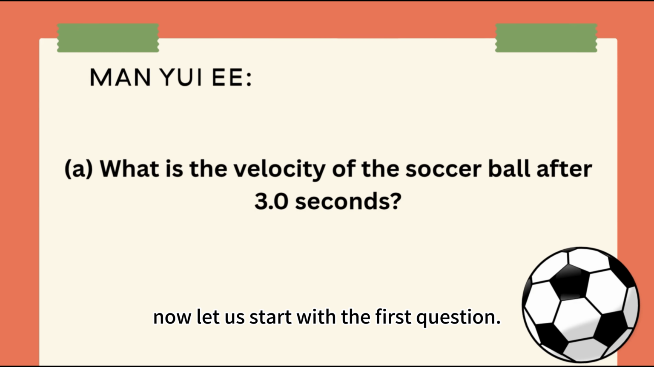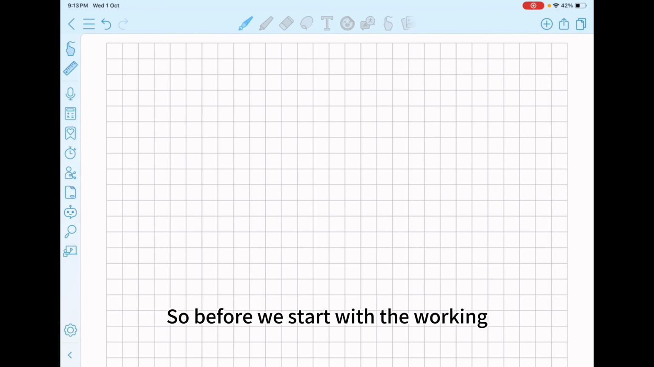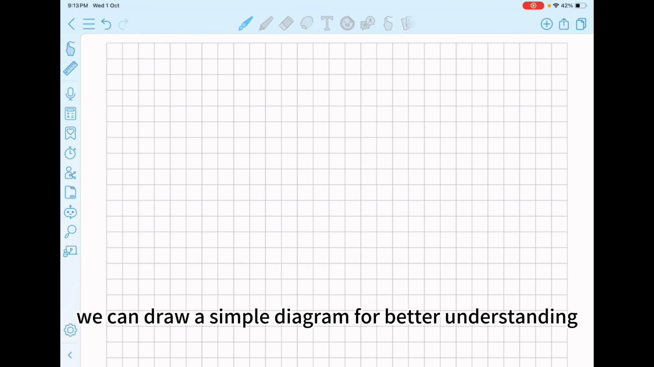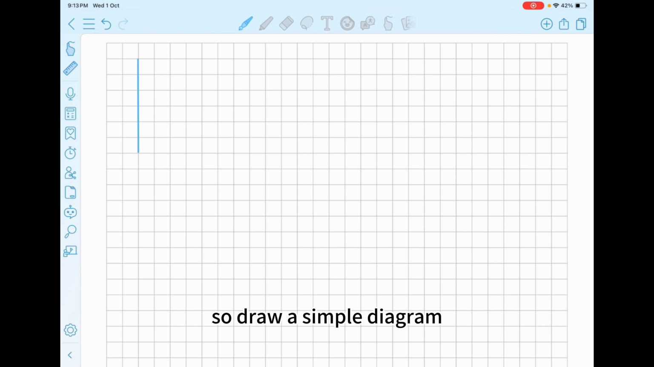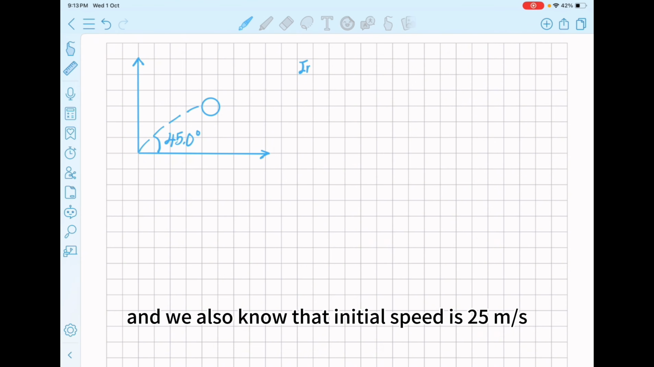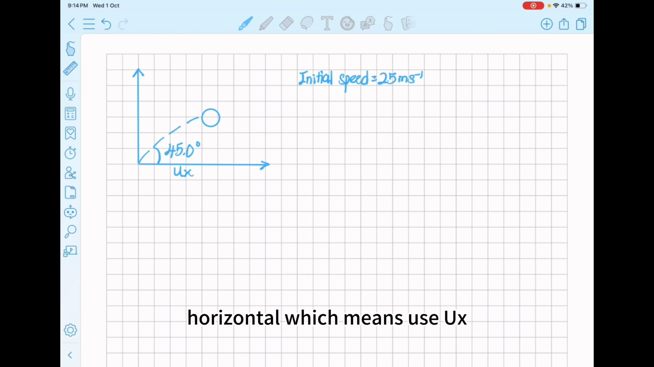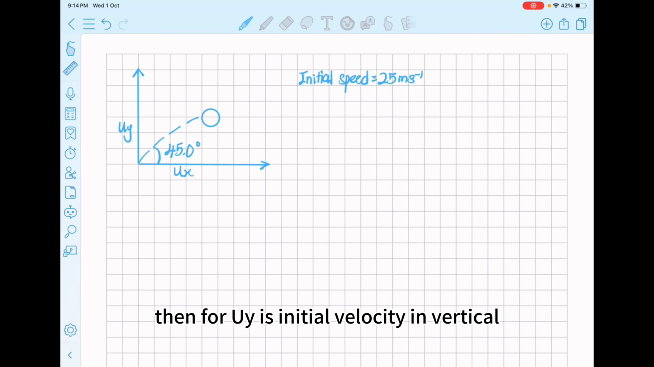Now let us start with the first question. What is the velocity of the soccer ball after 3 seconds? Before we start with the working, we can draw a simple diagram for better understanding. The ball makes an angle of 45 degrees, and we know the initial speed is 25 meters per second. Here is the initial velocity in horizontal, which is ux, and uy is the initial velocity in vertical.